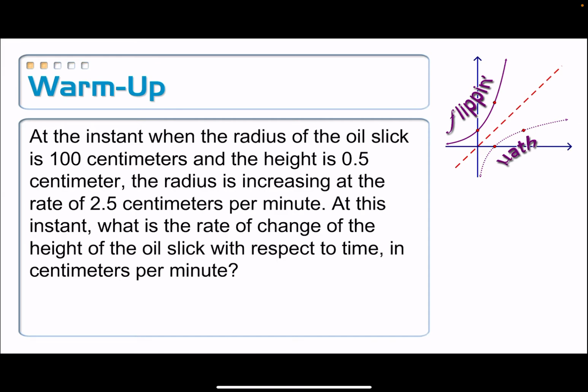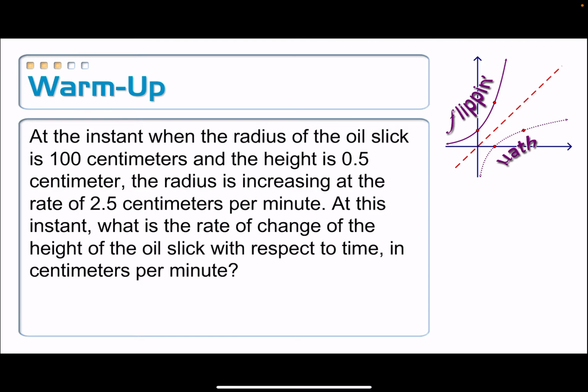Okay. At the instant when the radius of the oil slick is 100 centimeters and the height is 0.5 centimeter, the radius is increasing at a rate of 2.5 centimeters per minute. At this instant, what is the rate of change of the height of the oil slick with respect to time in centimeters per minute? Whew!